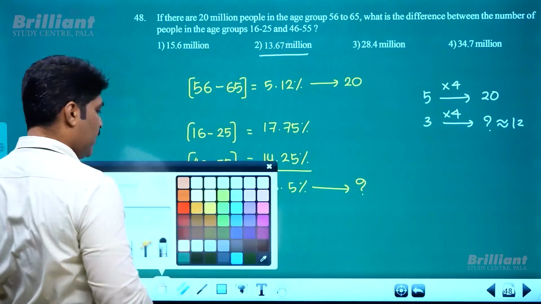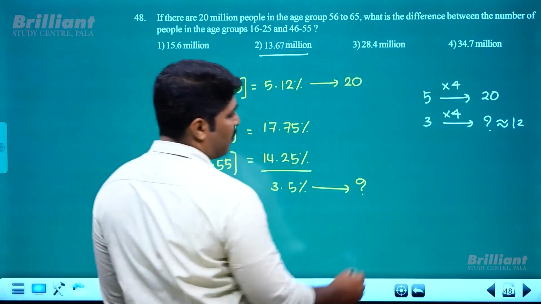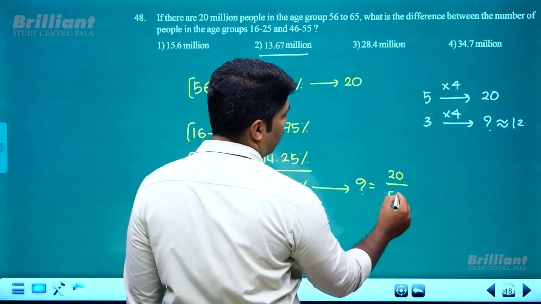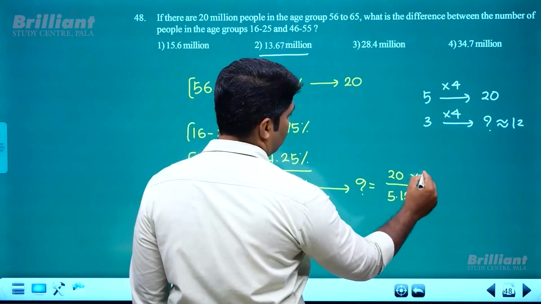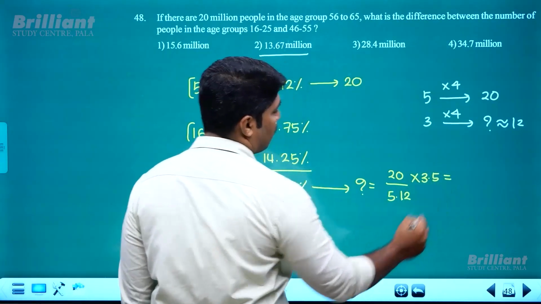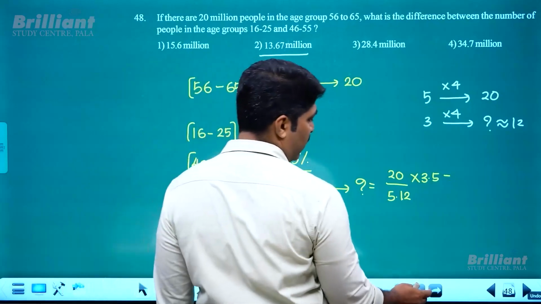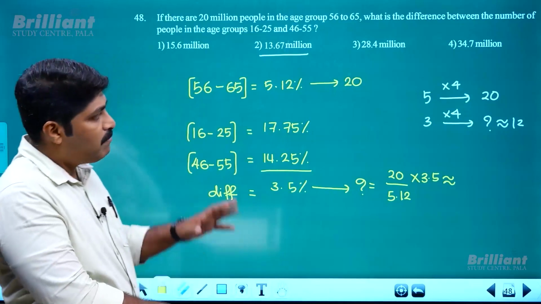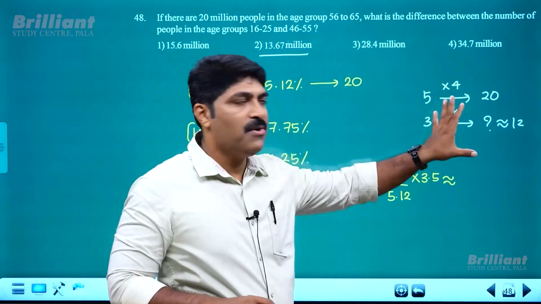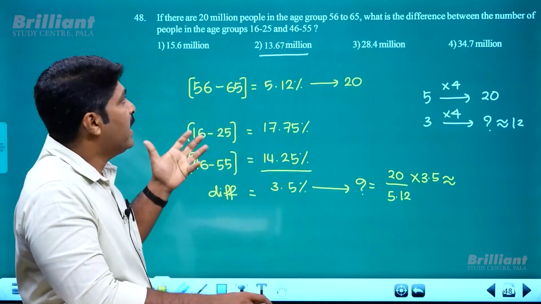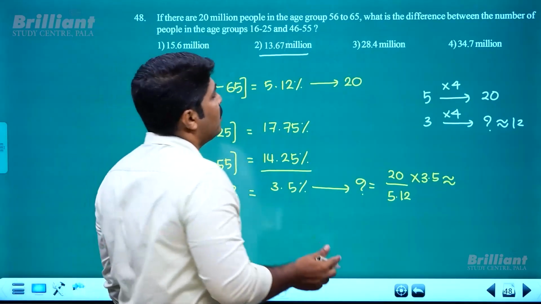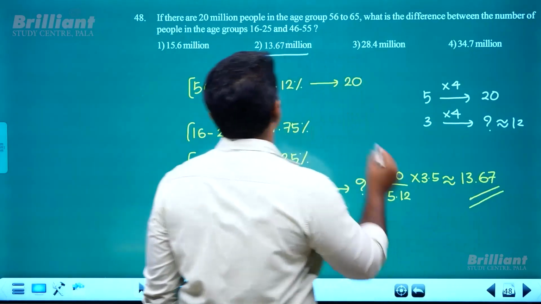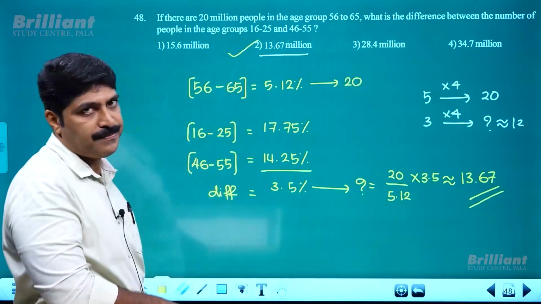Otherwise, what will be the nearest or the most accurate type of operations here? This is 20 divided by 5.12 into 3.5. This is the actual step of operations and its approximate value. It's again time consuming, but you have to do this type of approximate operations for finding the answer of similar type of questions. So this is equal to 13.67 million. Hence the answer is option 2.